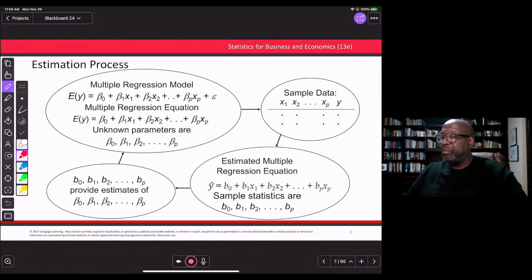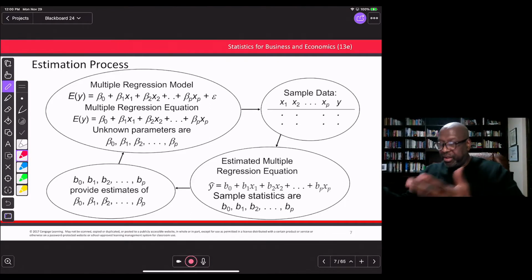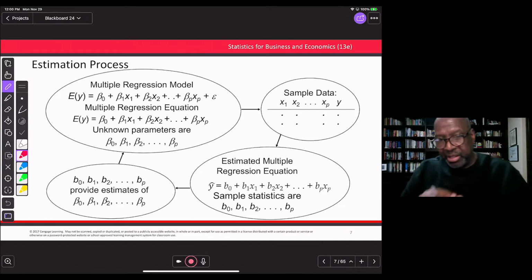So this is the estimation process. We have a population equation that we are trying to estimate. We collect sample data, then we estimate the equation by using some software to assist us. We get the coefficients from that, and then those coefficients are our best estimates of the population parameters.